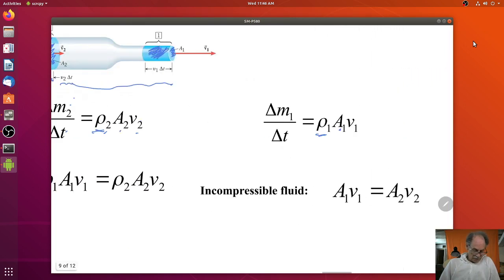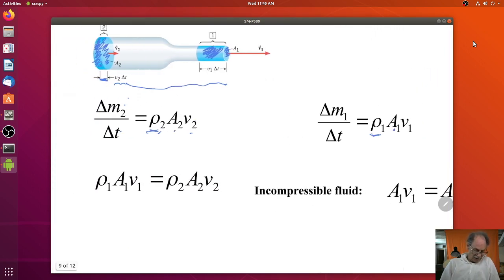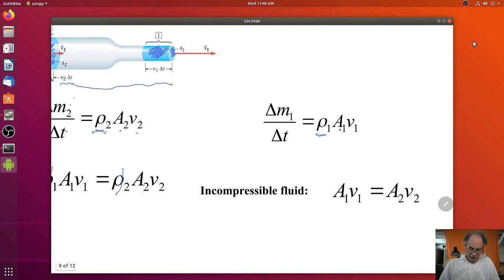Well, the equation of continuity says these two things have to be equal, but if it's an incompressible fluid, then these densities are the same and they cancel. And the area times the velocity at every point along the flow has to be the same. And that's the equation that we'll use.